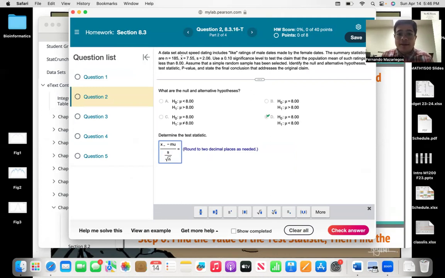In this case, x bar, we are told, is 7.55. That comes from the sample mean. Mu, again, is a value that we don't know. We're trying to estimate what that value is. So we are making the assumption that it is the value we are stating in our null hypothesis. So we take that value for mu, in this case, 8.00, over the standard deviation, which we are told is 2.06, over the square root of the sample size, which we are told is 185. So let's plug these values in the calculator and find our test statistic.